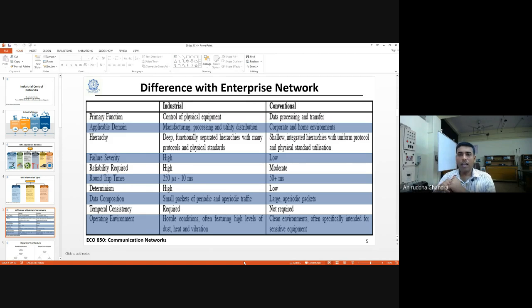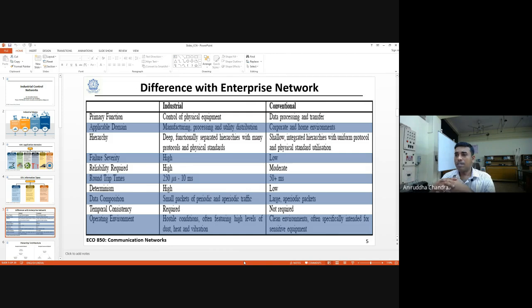Well, in industrial network, we generally don't use it for internet surfing. Mostly we use it for control of the physical equipments, like it can be a drilling machine, it can be a motor, it can be a pump, it can be a sensor, anything. On the other hand, in conventional network, we generally have the basic idea of data processing and transfer. Then the second one is the domain.